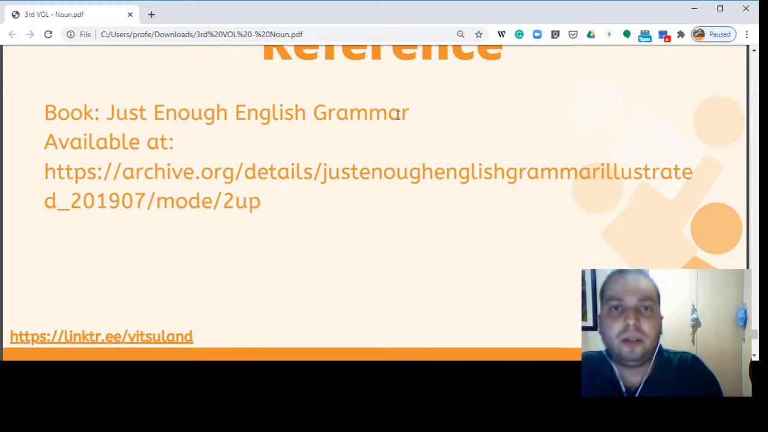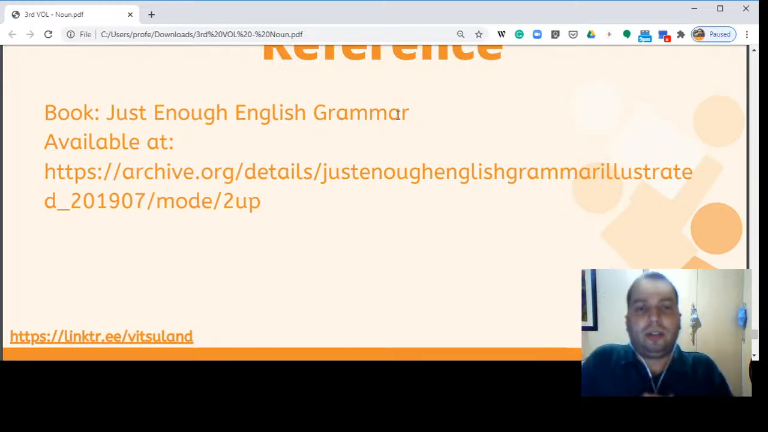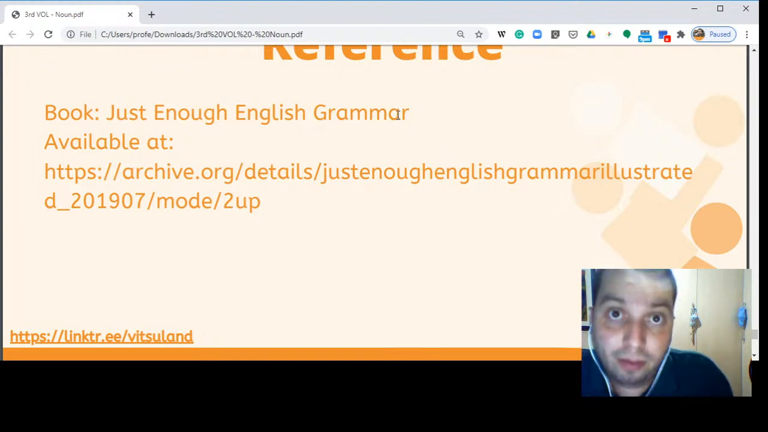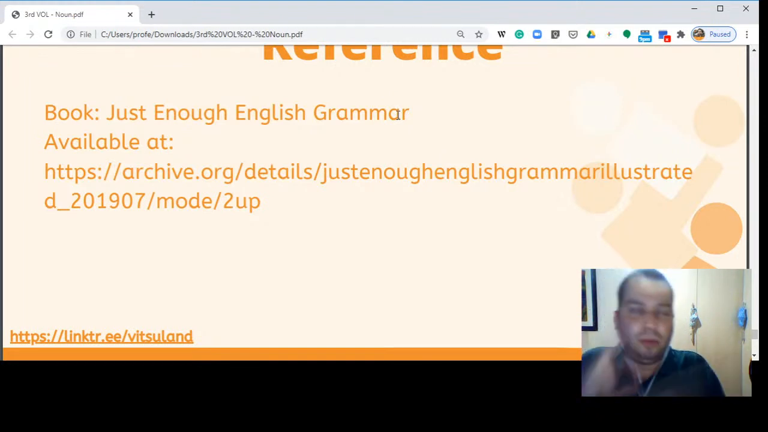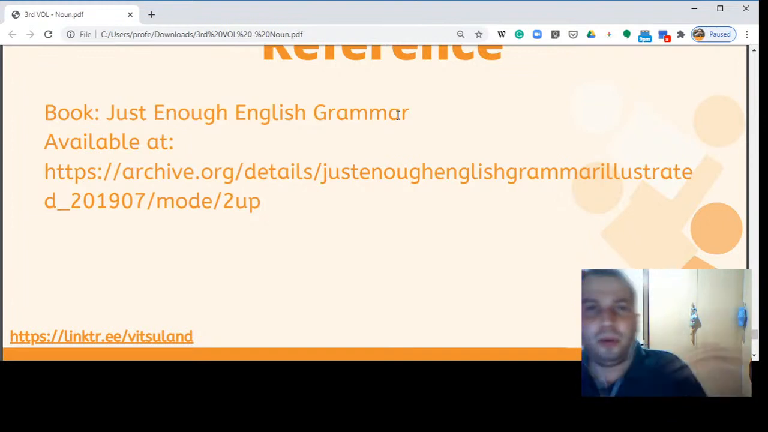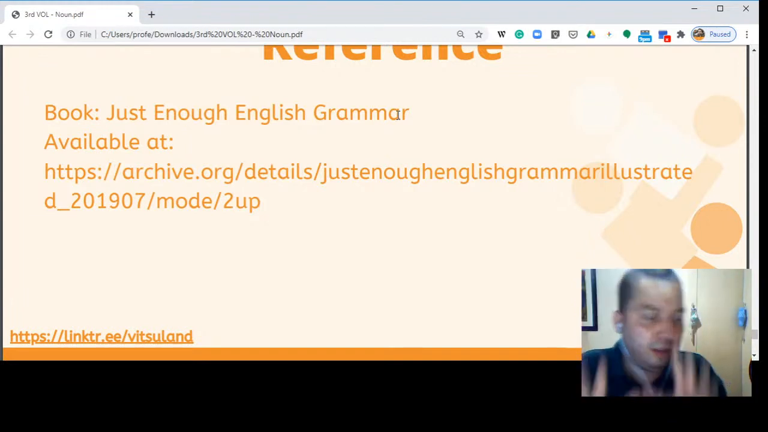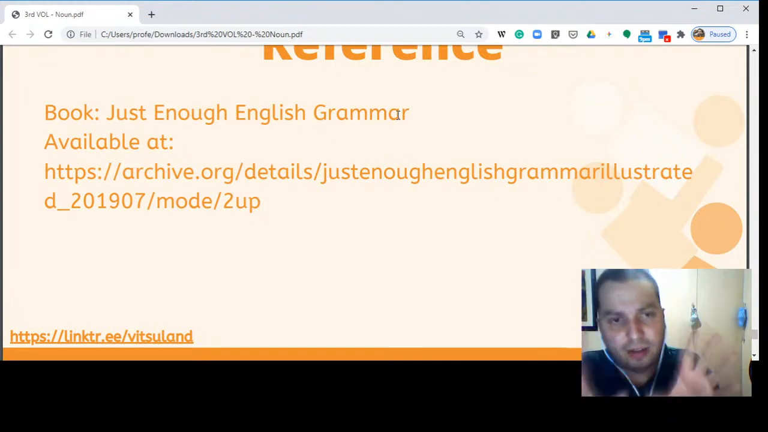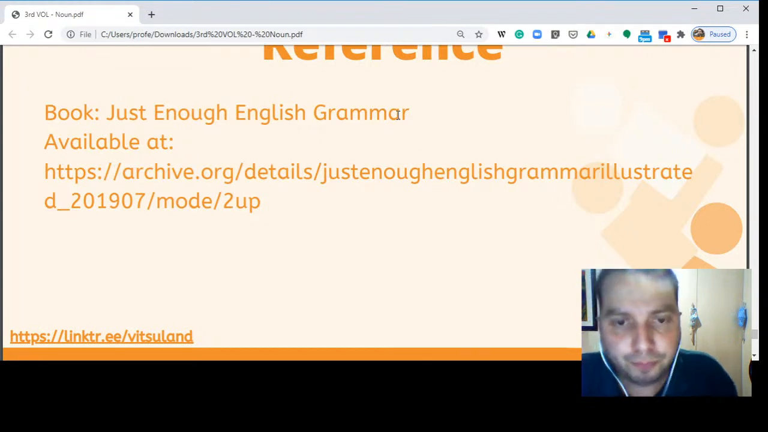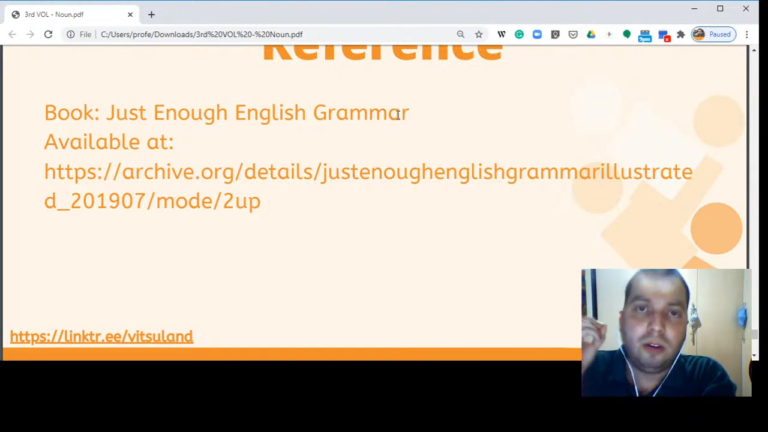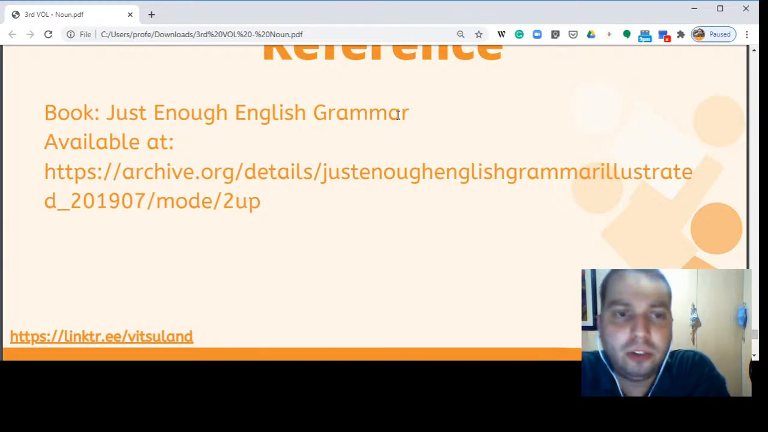The reference, okay. The book, Just Enough English Grammar. All right, so it's the same book that I'm using just to help during some explanations, but it's basically this book that is really simple. If you don't know this book, I really recommend it, especially if you're a beginner and if you like visual things. Okay, I really love this language.